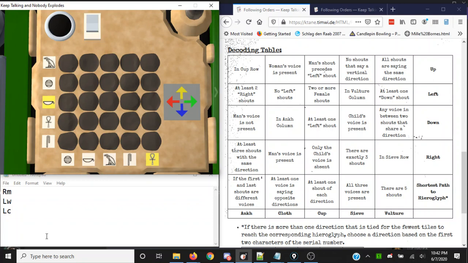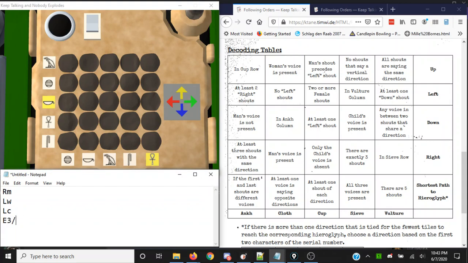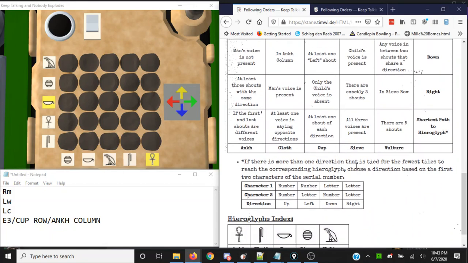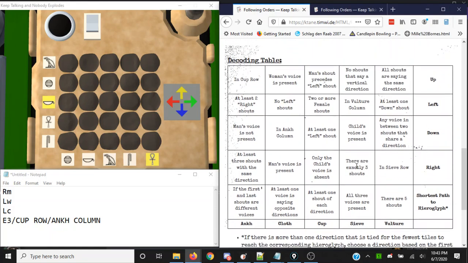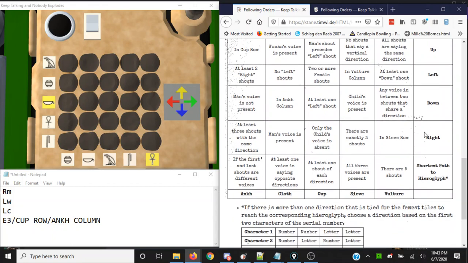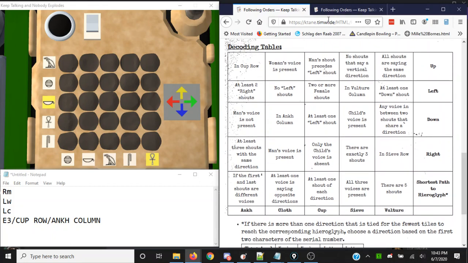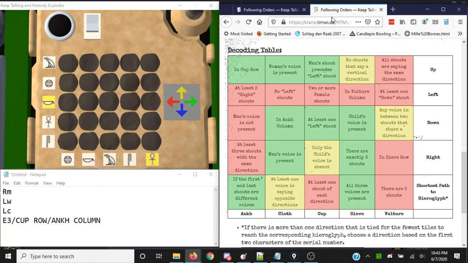The next thing you do is you take these shouts, as well as the information about where you're starting at: column E, row 3, echo 3, cup row, onk column. These symbols are referenced in this little appendix here. And then you take it to this decoding table over here. For this module, I've actually done this in advance, with true conditions highlighted in green and certain tricky rules highlighted in yellow that I just wanted to go over right now.